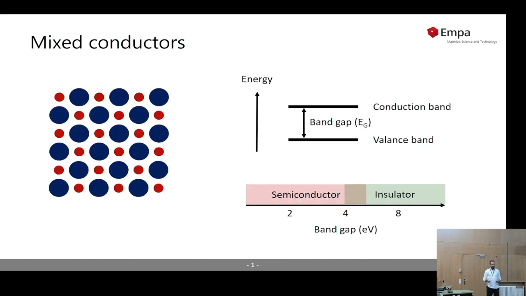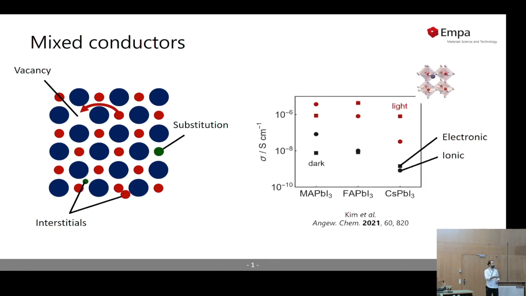So what are mixed conductors? What I'm mainly interested in are mixed conductors. In a material, you typically have an arrangement of atoms or ions, and then you can classify them in terms of their band gap into semiconductors, insulators, or conductors. And in a real crystal, you always have defects, such as vacancies, substitutions, or interstitials. If you have defects, that also means these defects can be mobile, making the material a mixed conductor. The perovskites are one of the classes of mixed conductors, where we have both ionic and electronic conductivity, which is even affected by light.